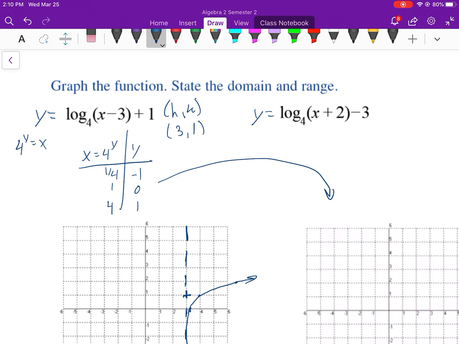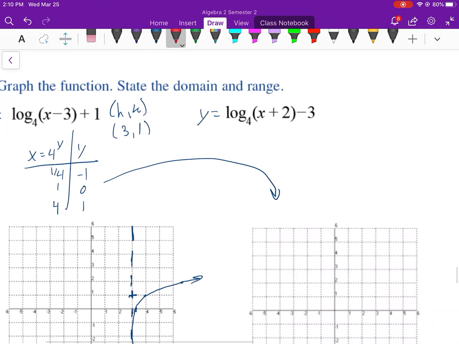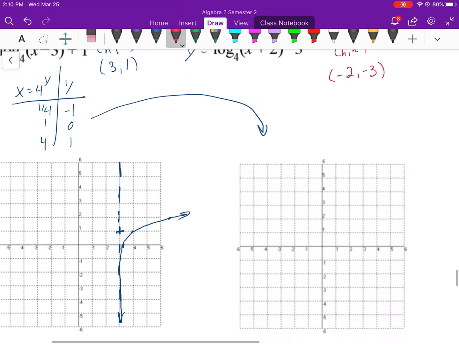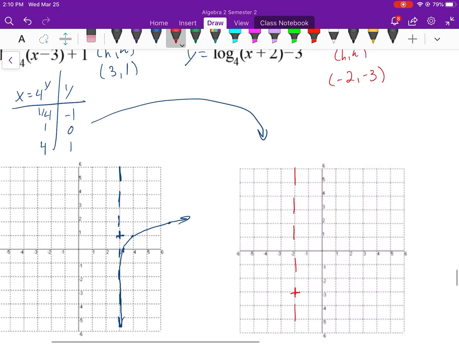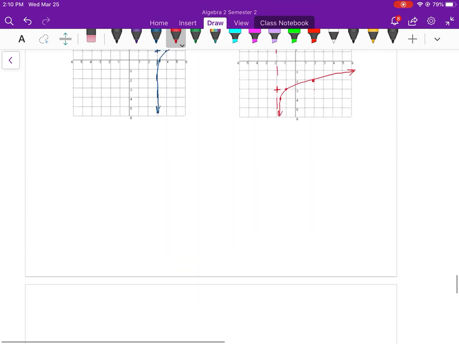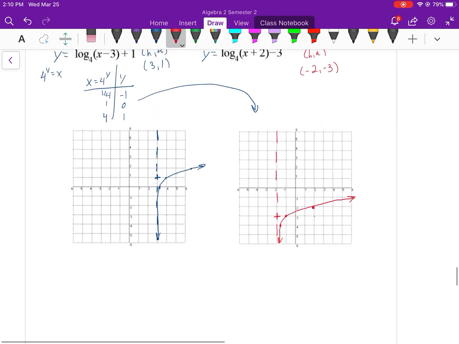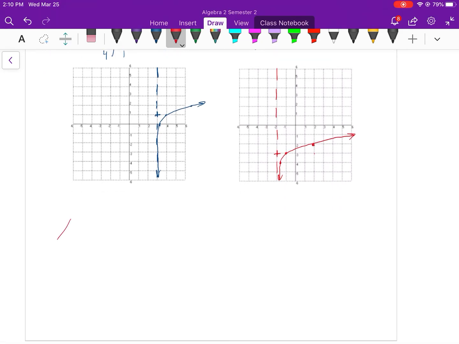Okay, so log base 4 again. So guess what? We're going to use this same table on this one. It's just a matter of a different h and k, which in this case is negative 2, negative 3. So we just got that new origin, negative 2, negative 3. Still got that vertical asymptote since it's a logarithmic function. And we're going to go right 1/4, down 1, right 1, right 4, up 1. Okay, that's all there is to graphing logs.